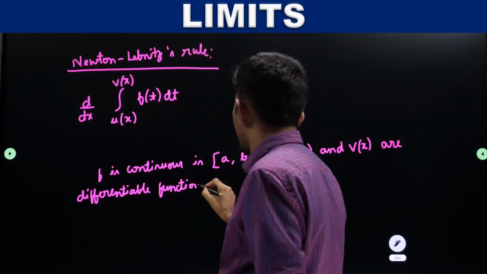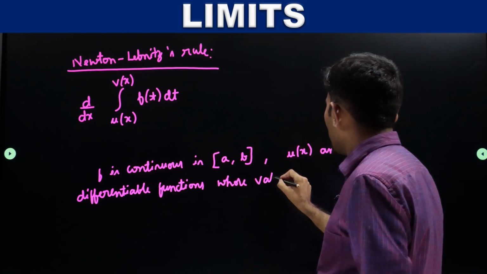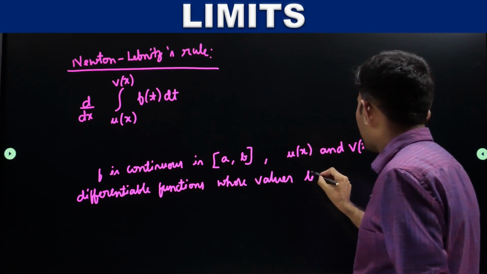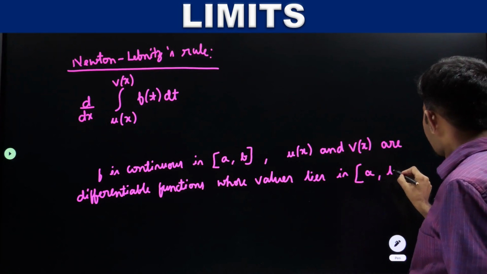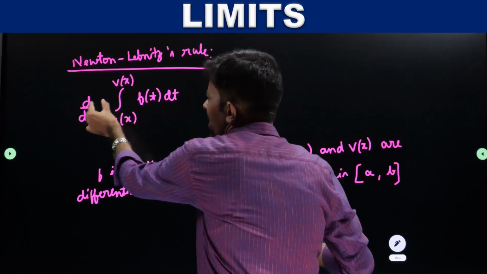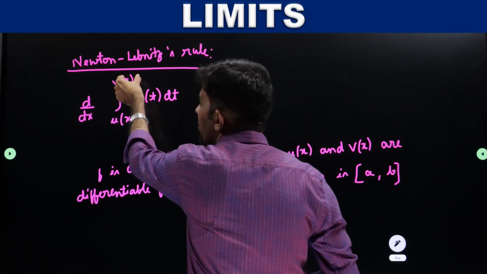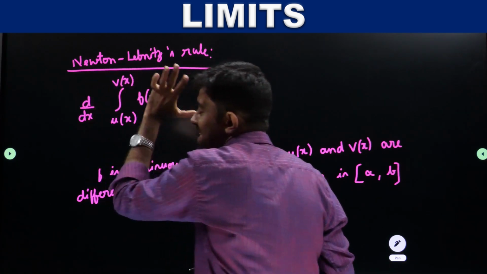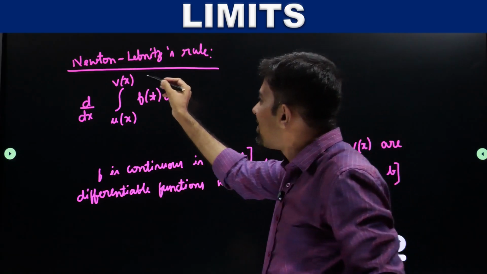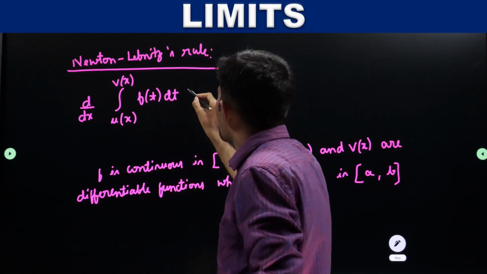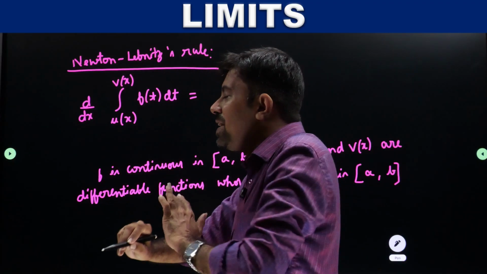Differentiable functions whose values lie in the interval [a, b]. Differentiating a definite integral, d by dx, where the lower limit is a function of x and the upper limit is a function of x. You are differentiating with respect to x, and the function is f of t dt. The variable of integration is t. So in that case, integration and d by dx cancel out, nullify.